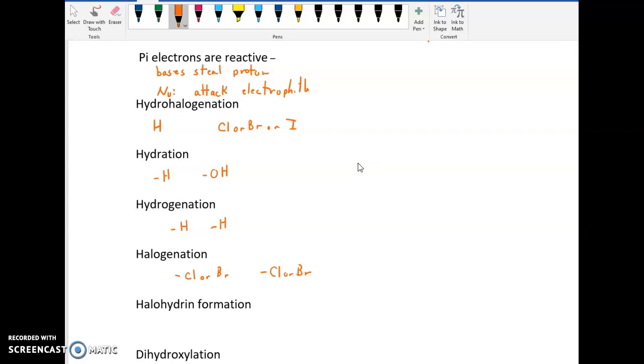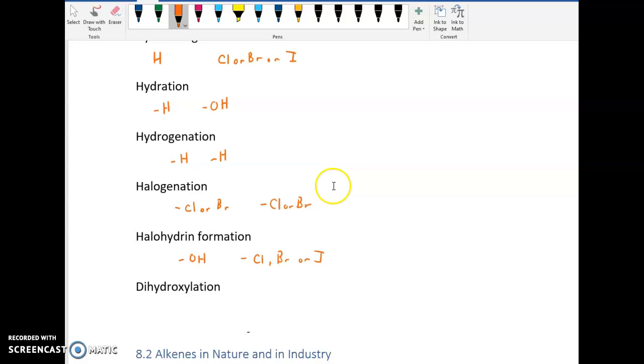Hydrohalogenation is going to be a hydroxy on one side and a halogen on the other to be chlorine, bromine, or iodine. As you might expect, dihydroxylation, it means you're adding two hydroxys. So you're adding a hydroxy to one carbon and you add the hydroxy also to the other carbon.